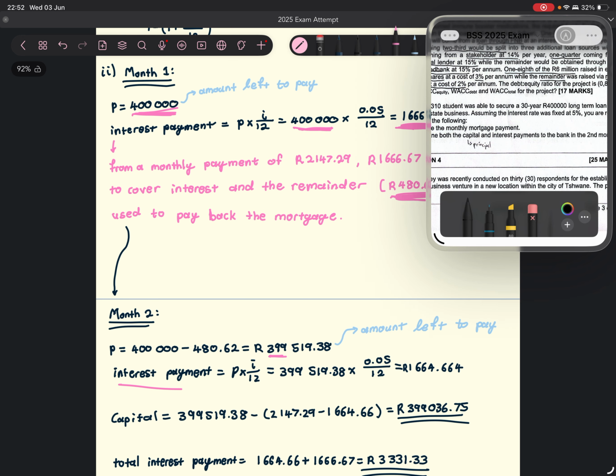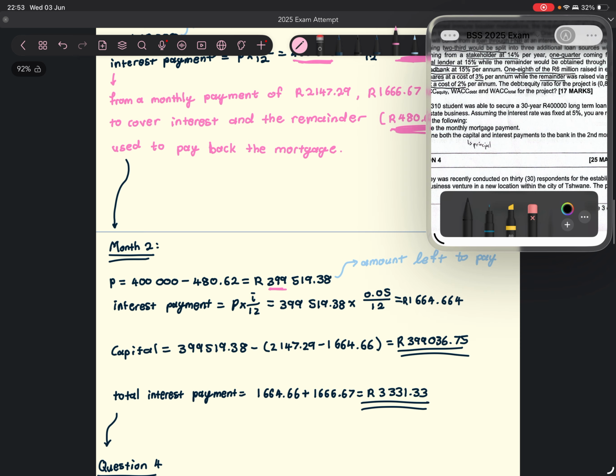Anyways, the interest payment is going to be this, but now our principal changes because we've put some amount towards paying the debt. So it's going to lower by a tiny bit. So substitute everything, calculate, and then we get that 1,664 has gone into paying off interest, and then the remainder has gone off into paying the loan.